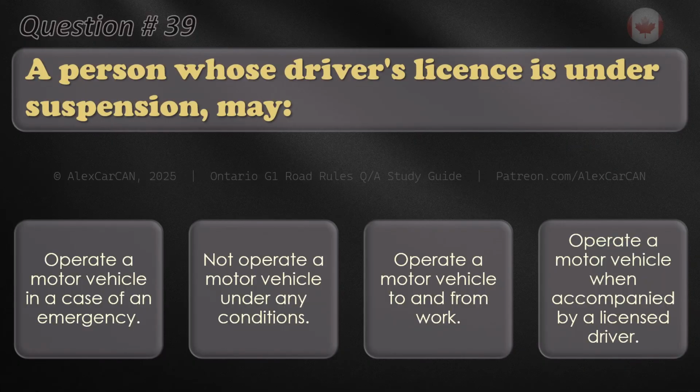Question number 39. A person whose driver's license is under suspension may operate a motor vehicle in a case of an emergency. Not operate a motor vehicle under any conditions. Operate a motor vehicle to and from work. Operate a motor vehicle when accompanied by a licensed driver. The correct answer is not operate a motor vehicle under any conditions.